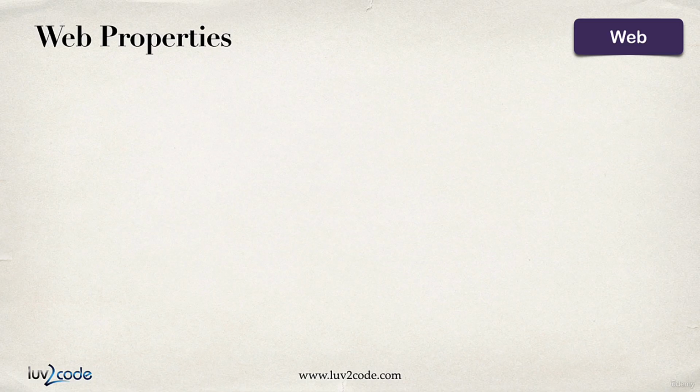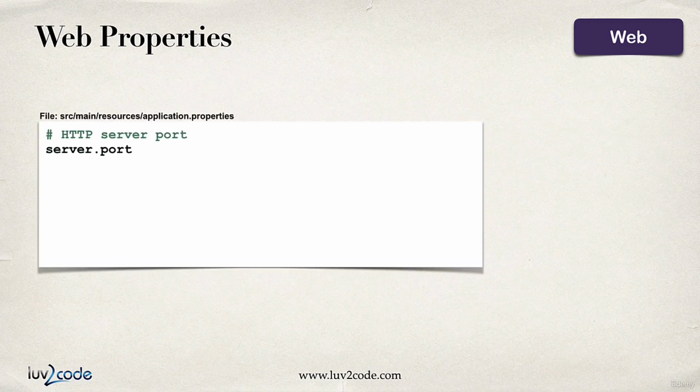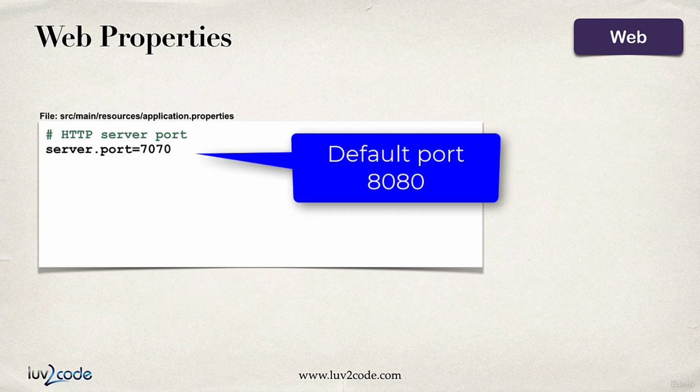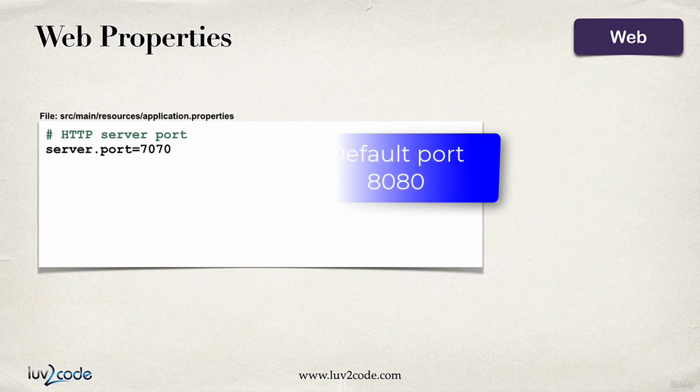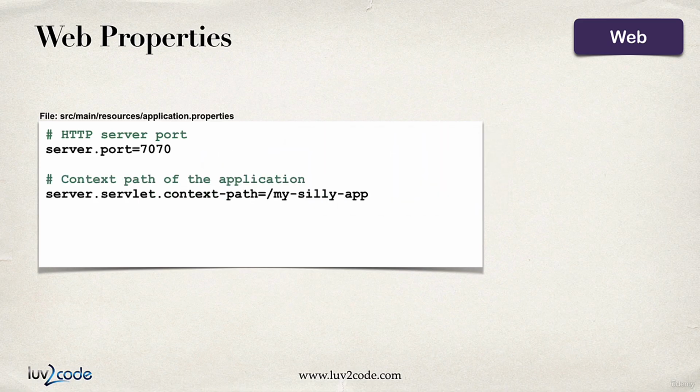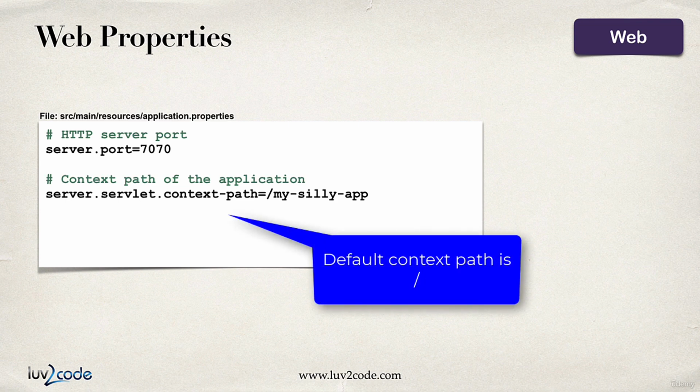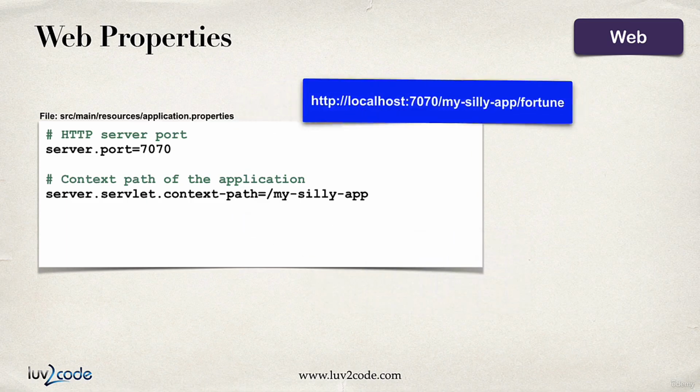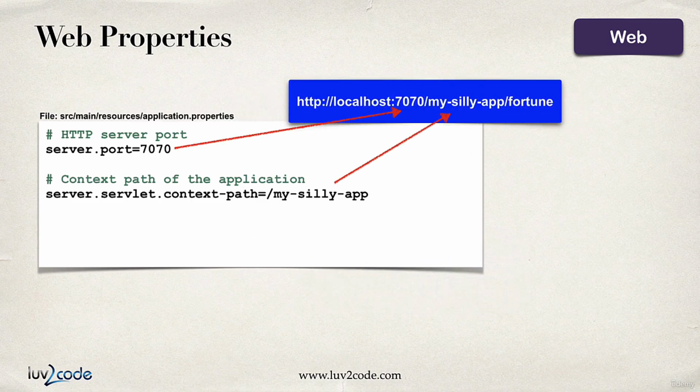Next, we can take a look at some of the web properties. So again, in this application.properties file, we can set up the port that the server will listen on. By default, the port is 8080, but you may want to change it to listen on a different port here. So I'll say server.port equals 7070. We can also change the context path of the application. The default is just a /, but here we'll give a context path of /mysillyapp. So then that means that when you access your application in the web browser, we give localhost:7070, that's the port, / the context path, mysillyapp, and then / whatever endpoints you're going to access, like our Fortune or our Workout or whatever.